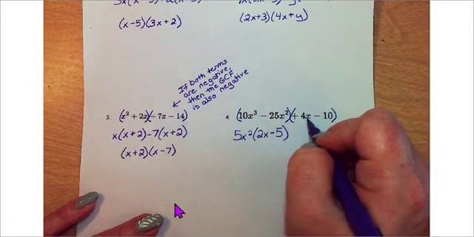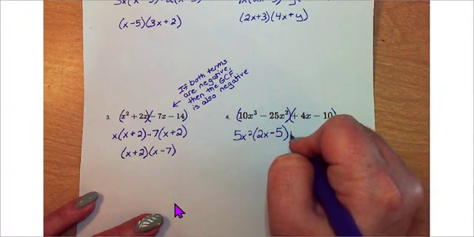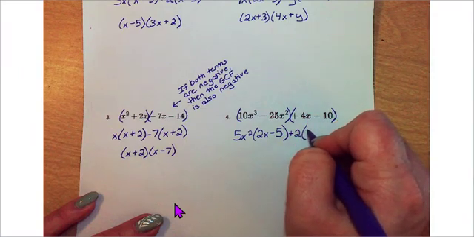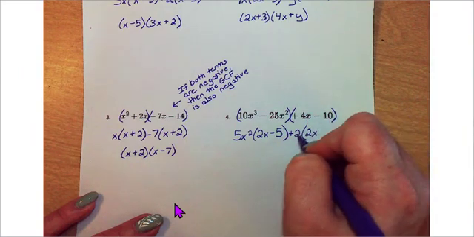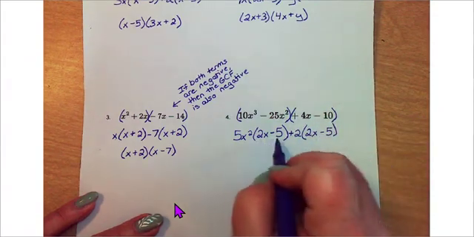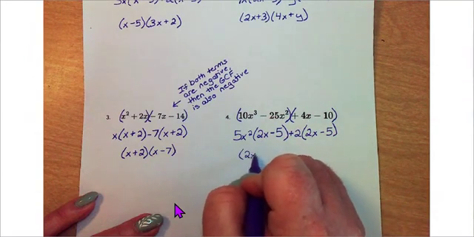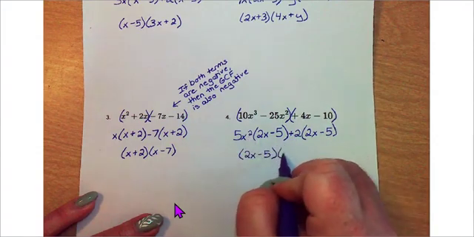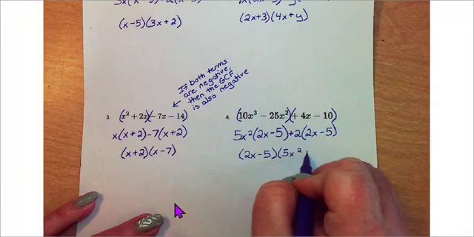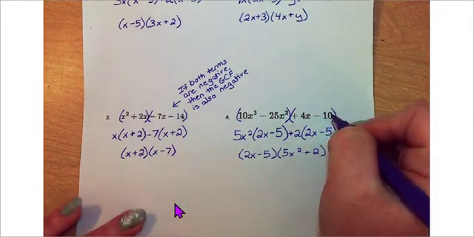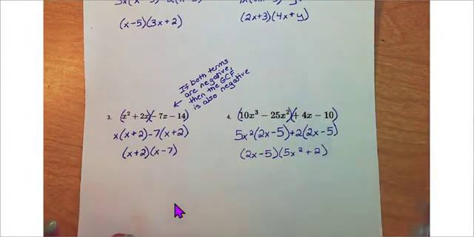Look at your next one, 4x and 10. The greatest common factor is going to be a 2. 4x divided by 2 is going to be 2x. 10 divided by 2 is going to be 5. Again, we have a common factor, so you can factor it out. And then we're left with 5x squared plus 2 as our secondary factor. And again, you can multiply these and you're going to end up with that answer. And that is factoring by grouping.